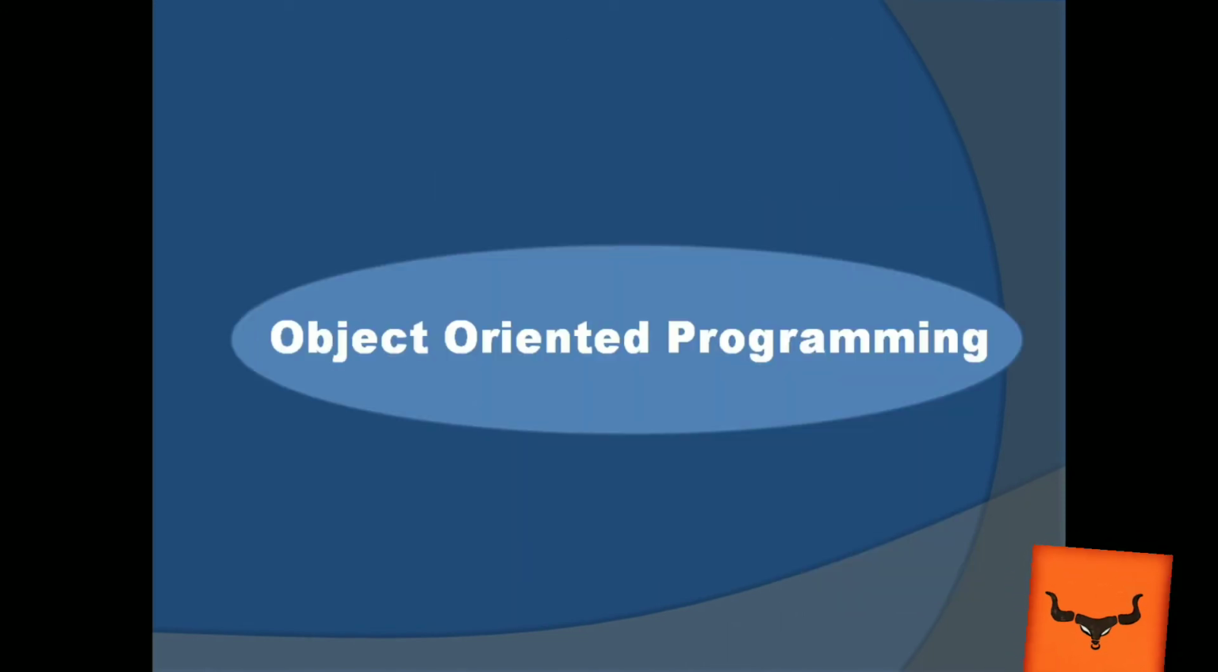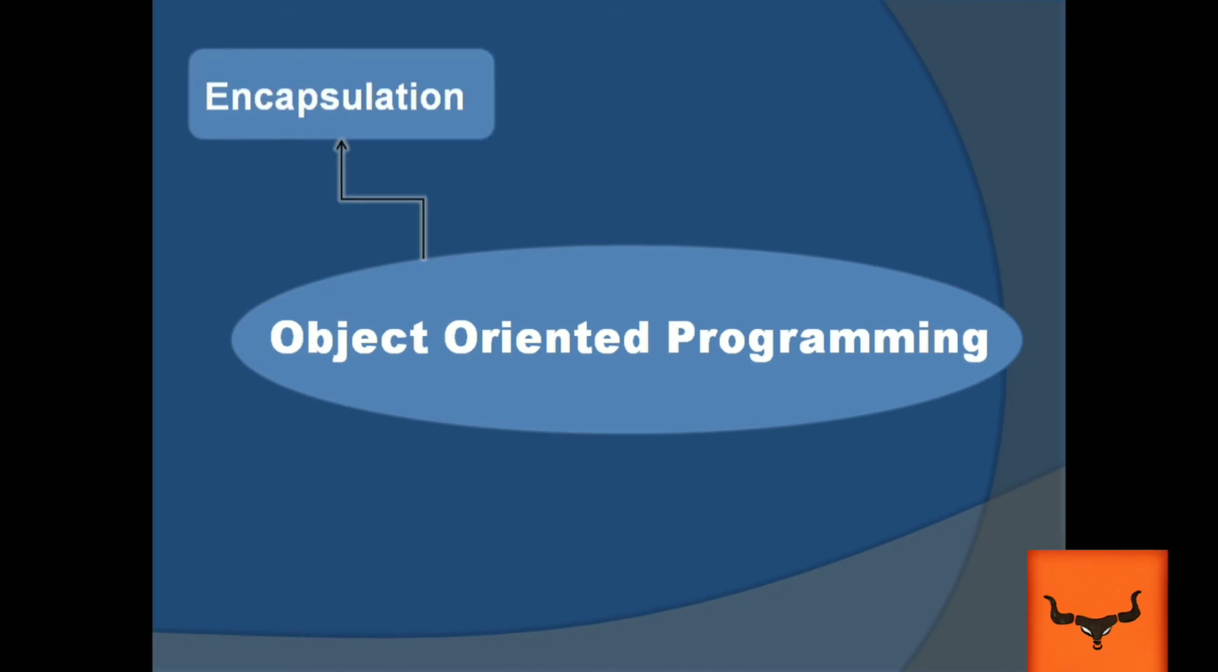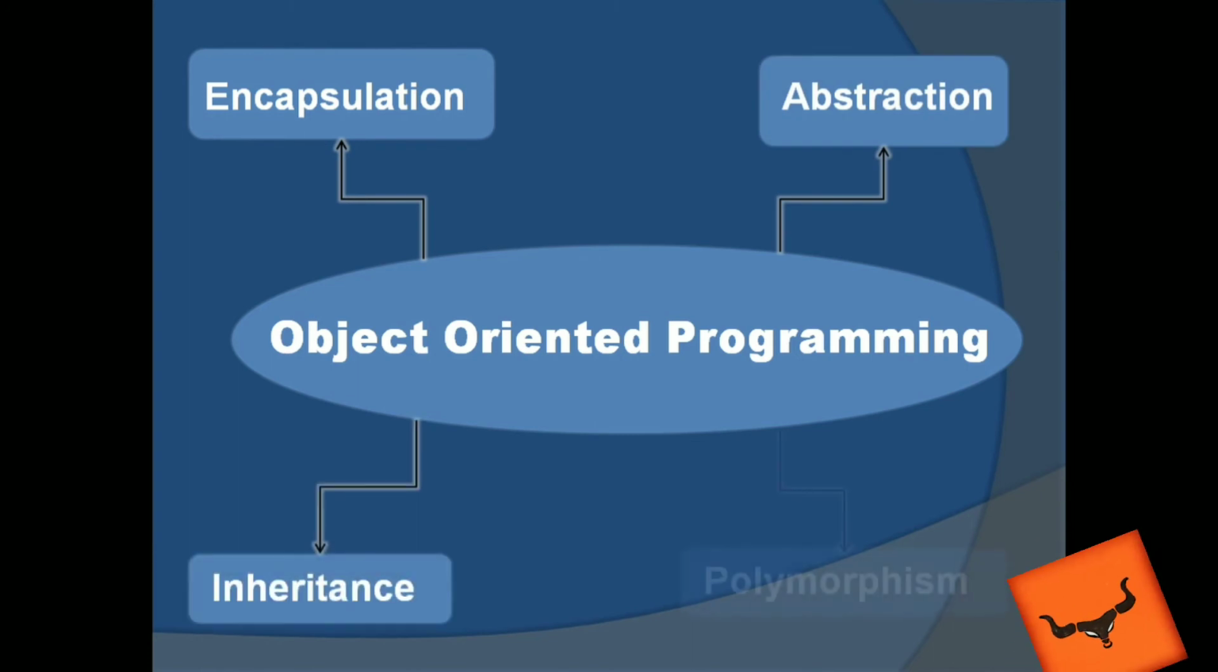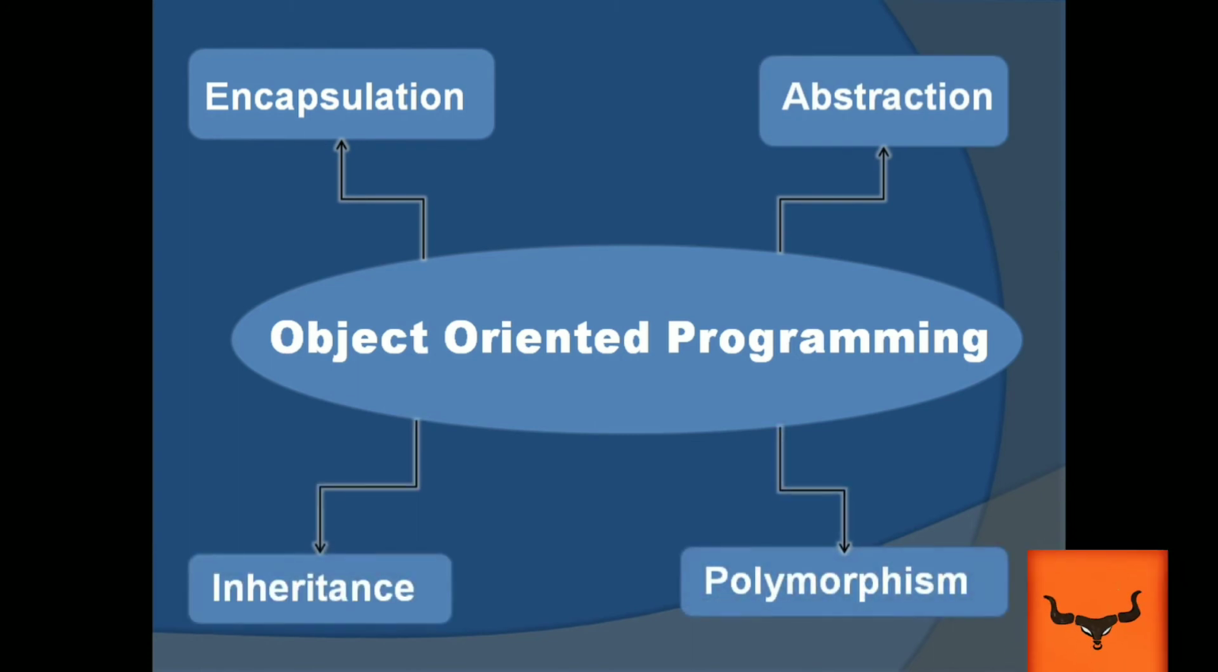Object-oriented programming is classified into four types: encapsulation, abstraction, inheritance and polymorphism. These are the four pillars of object-oriented programming. Let's understand these one by one.